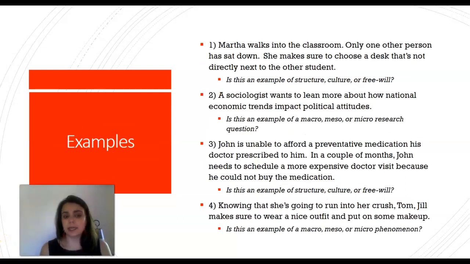All right, so just to get a hand at practicing some of these concepts, I have some examples here and we're going to go through them. And I encourage you, after I read them, to just pause it, kind of make your own guess about what lens you think is being used here, and then we'll talk about it a little bit more.